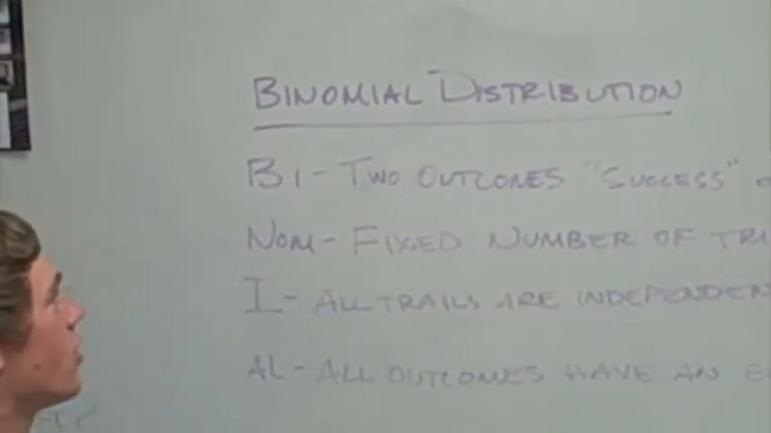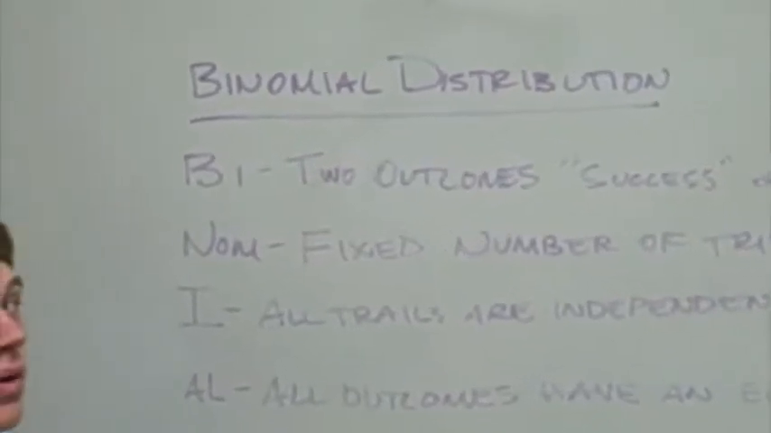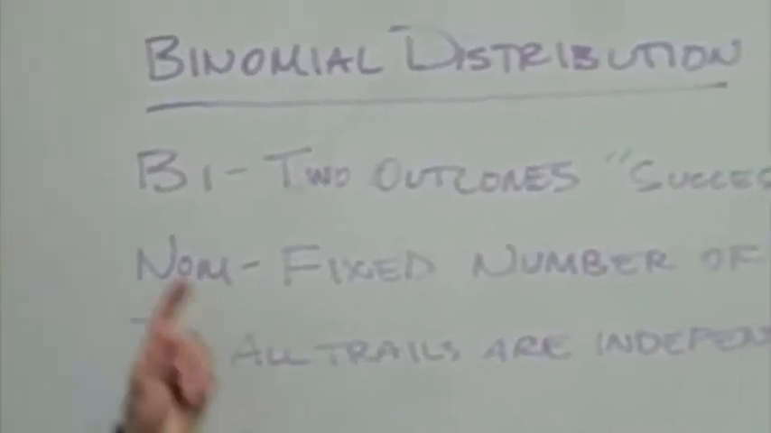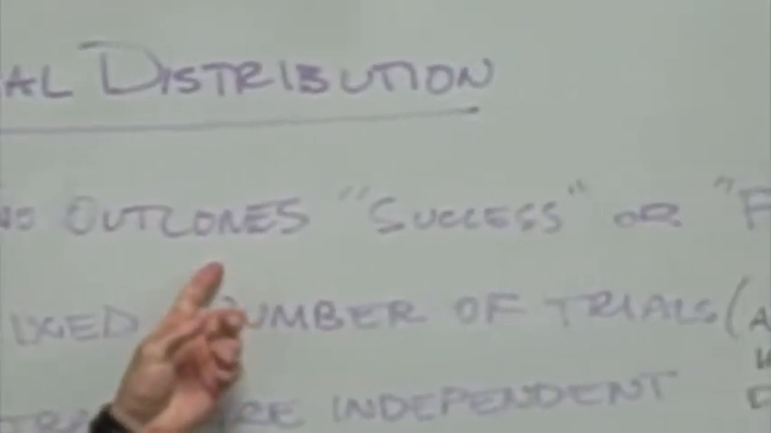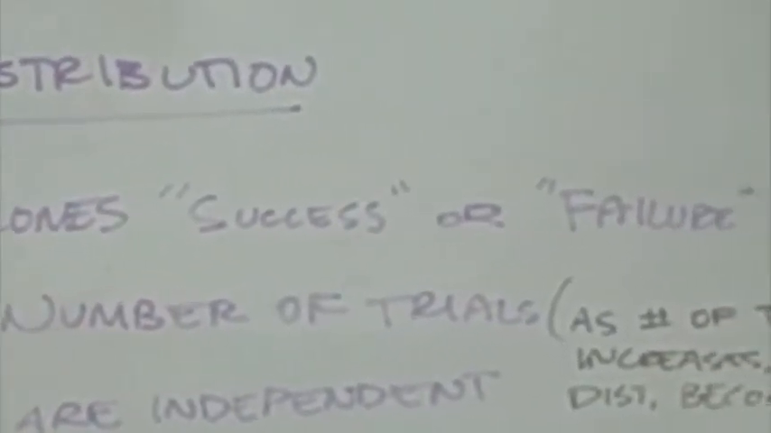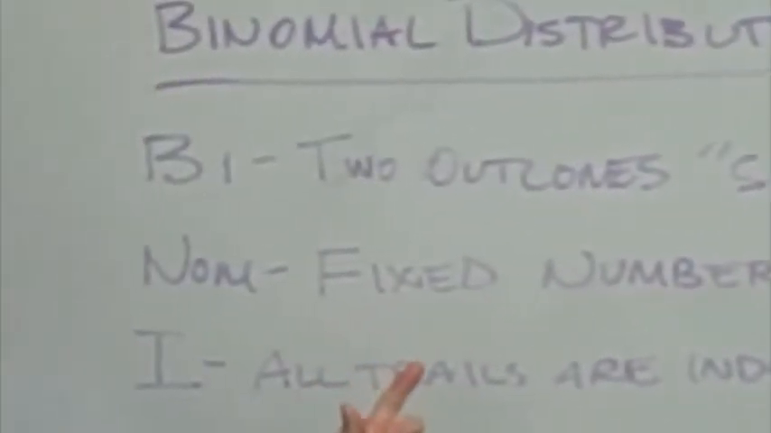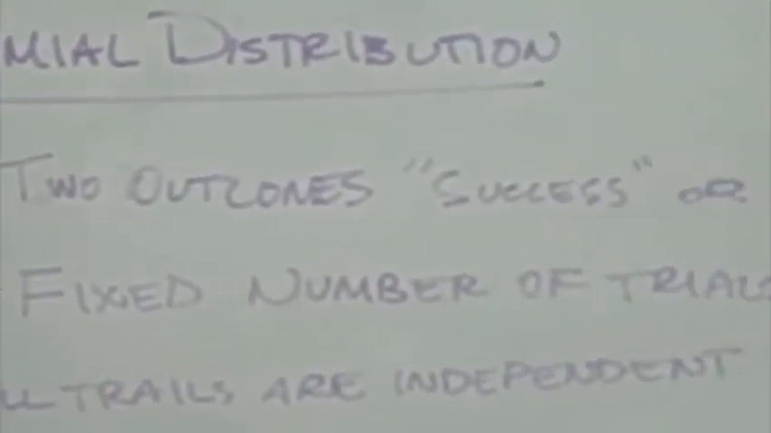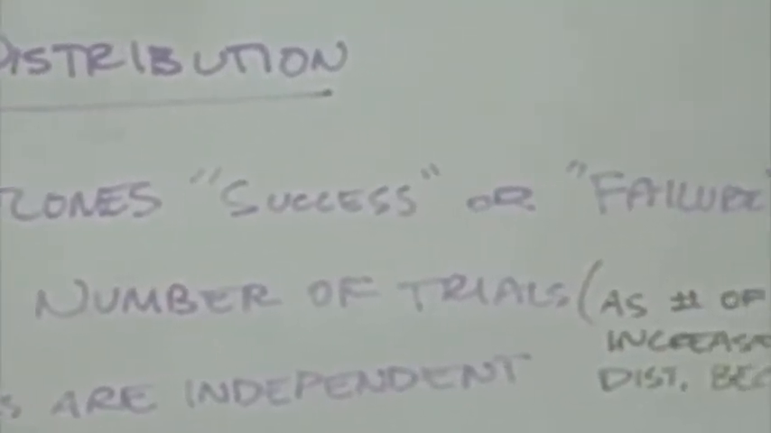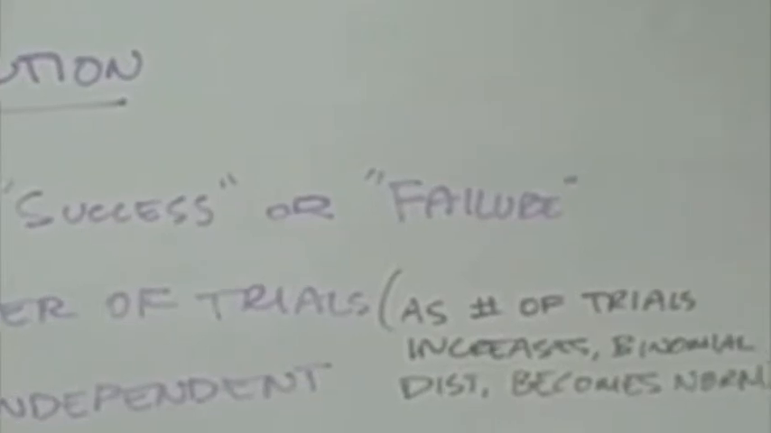The first thing you need to know about binomial distribution is what binomial actually means. The bi stands for two outcomes. It's either a success or a failure. Nom stands for a fixed number of trials, and as the number of trials increases, you can start to treat it as a normal distribution.